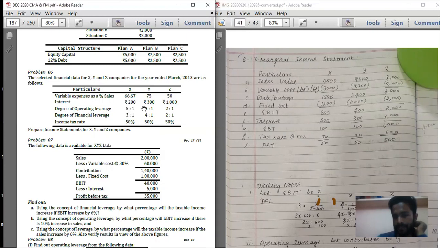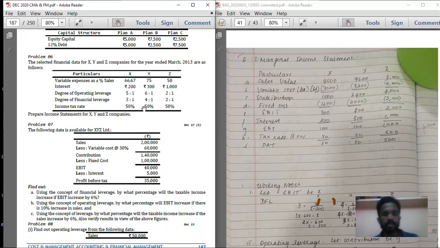Next they have given interest. Next, degree of operating leverage they have given. What is the operating leverage formula? Contribution divided by EBIT. And next is degree of financial leverage. What is degree of financial leverage? EBIT divided by EBT. And what is the income tax rate? With the income tax rate, we can find the tax, and we can find PAT. Simple. With this, we can find the marginal income statement of the 3 companies. Prepare the income statement for the companies.